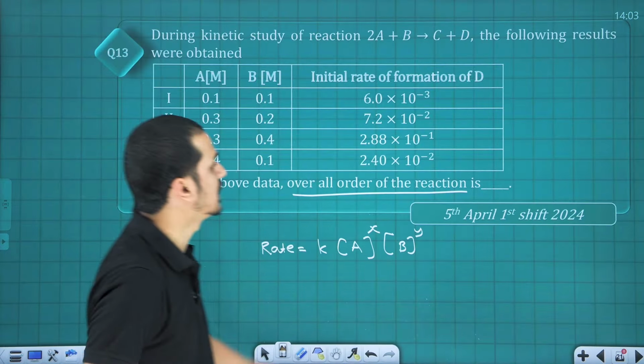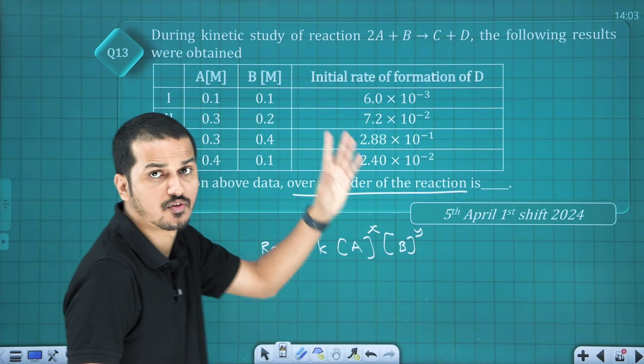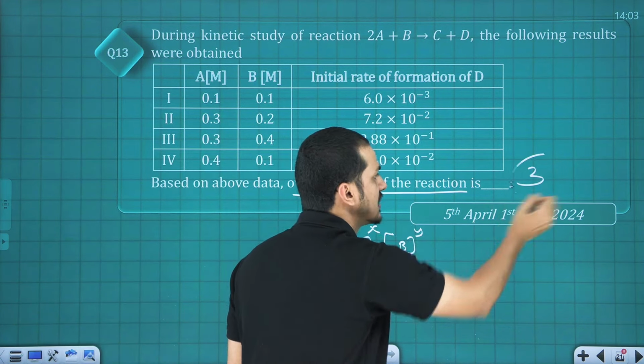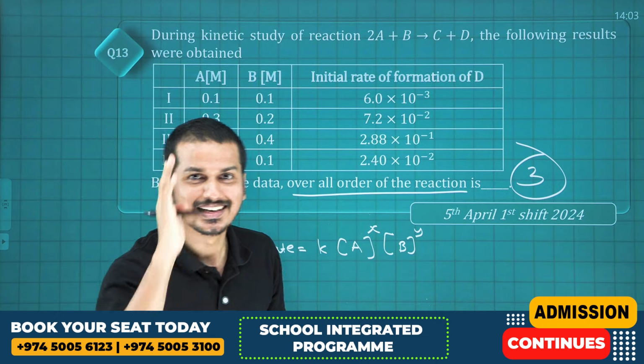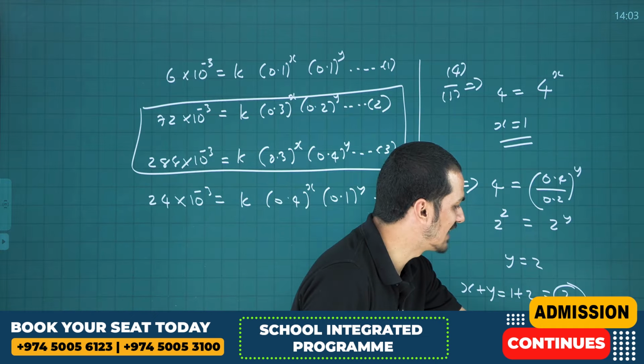So our integer type answer is, the overall order of reaction is how much? Answer is 3. Clear dears? Yes. We can move to the next question.